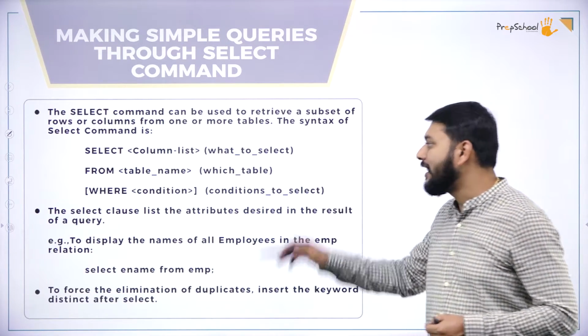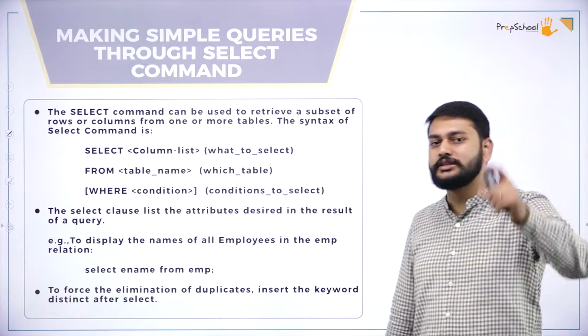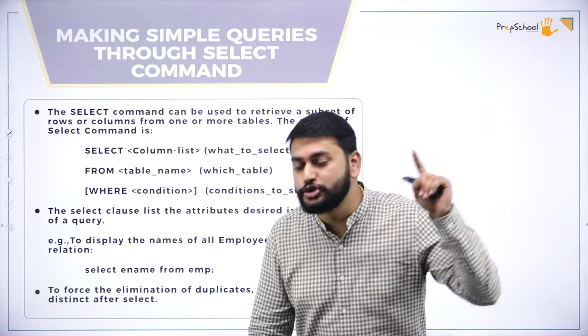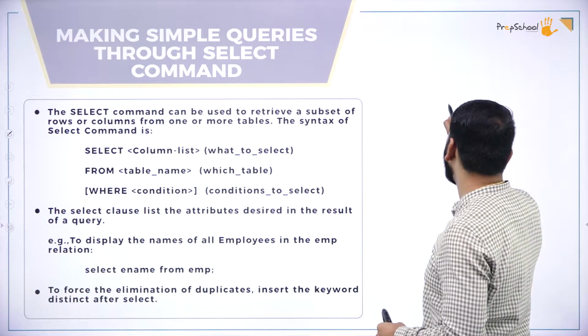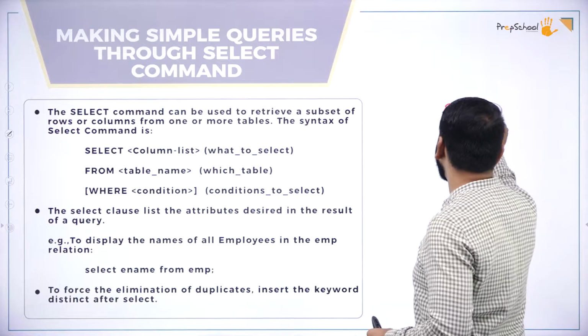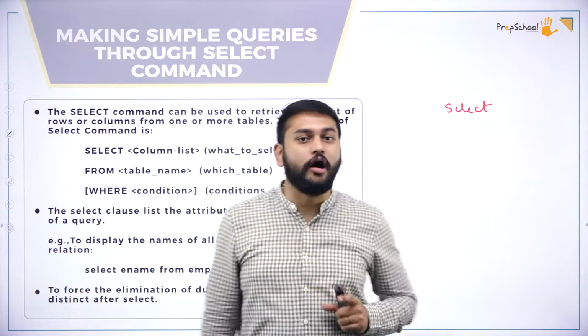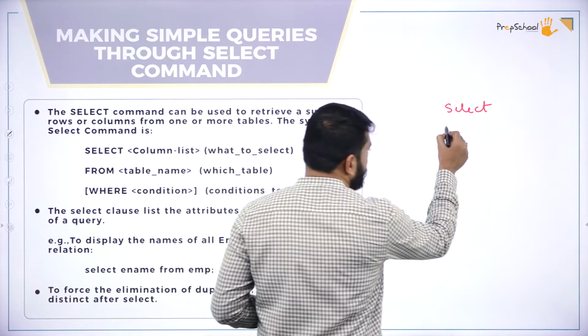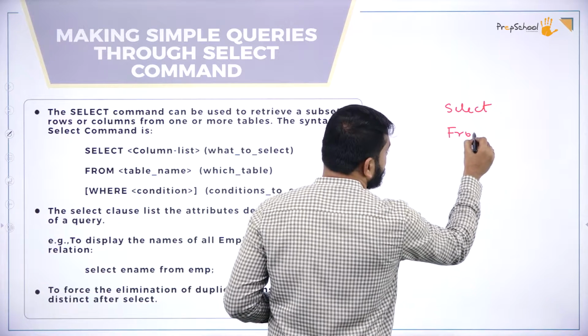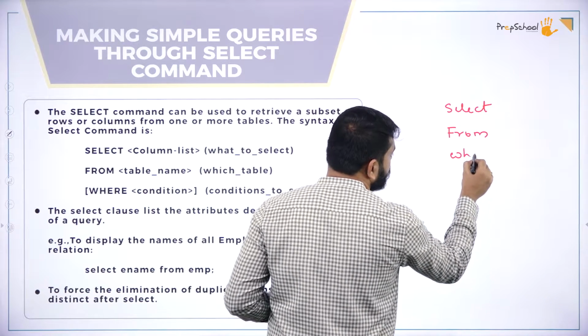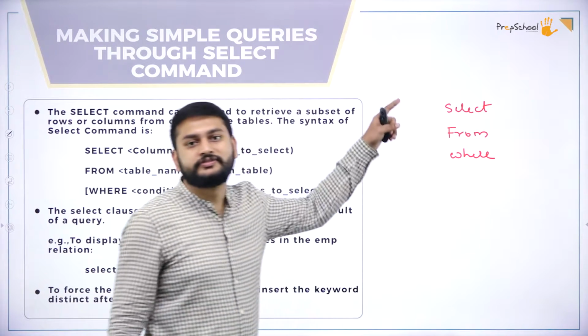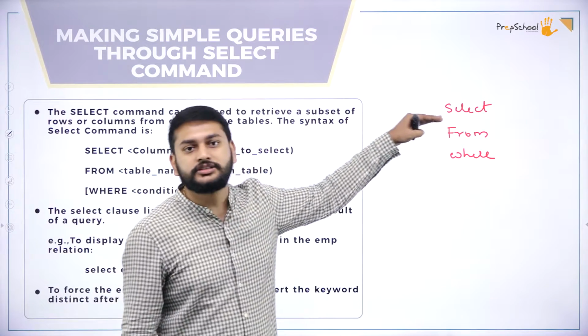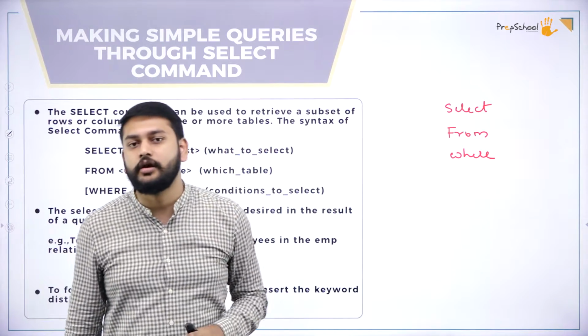This is the most important part of SQL. So guys, I have select. As soon as I say the word select, you should remember three things. The first one is the select clause. The second one is from. The third one is where. So how many clauses do we have? We have three clauses: select clause, from clause, where clause.